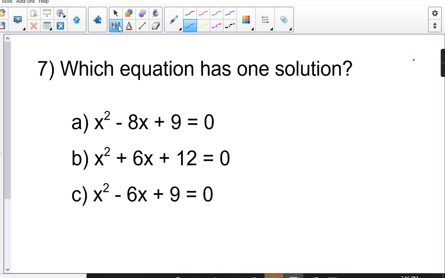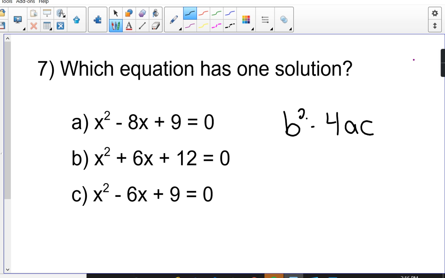7. Which equation has one solution? So in the last video, I discussed how we would figure out how many solutions an equation has. We said we would use the discriminant, which is b squared minus 4ac. And if the discriminant is 0, then the equation has one solution. Some of you may be able to look at those choices and figure it out right away.